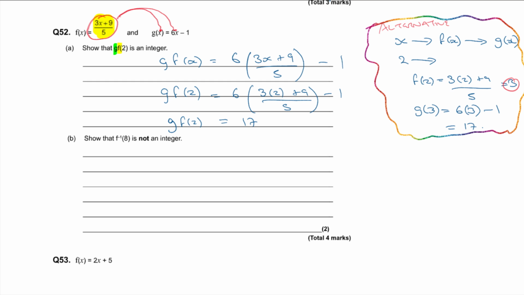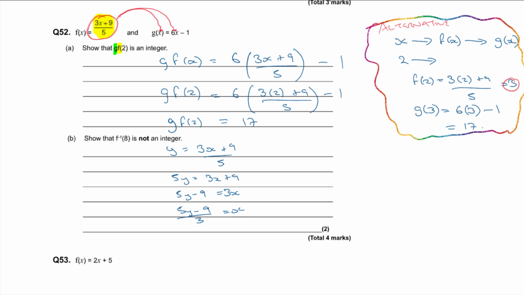Right, B, show that f to the minus 1 of 8 is not an integer. Okay, so before we can work out what f to the minus 1 of 8 is, we need to know what f to the minus 1 of x is. So we need to do the same thing we did earlier. So we let y equal our f of x function. We rearrange for x, so that's 5y is equal to 3x plus 9. So 5y minus 9 is equal to 3x, so 5y minus 9 over 3 is equal to x, like that.